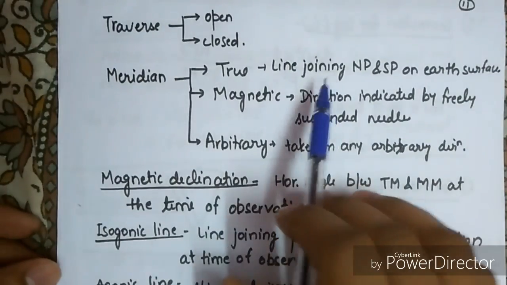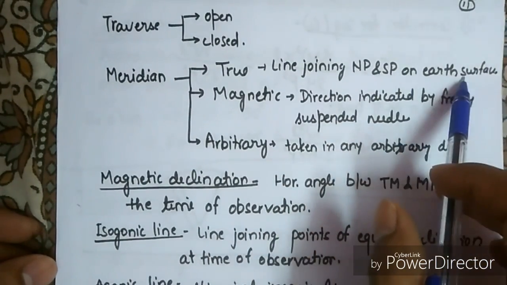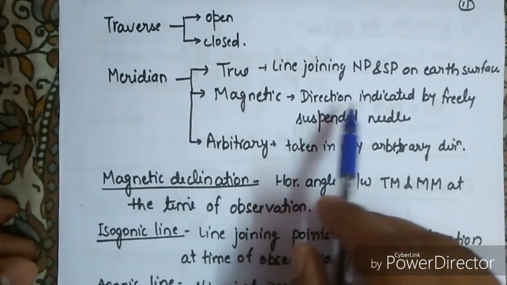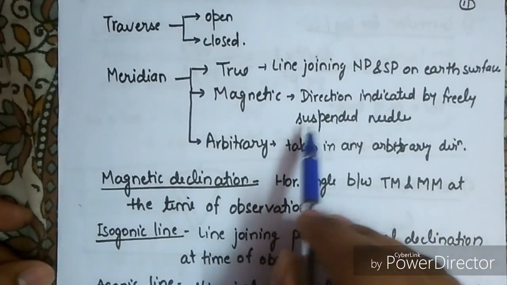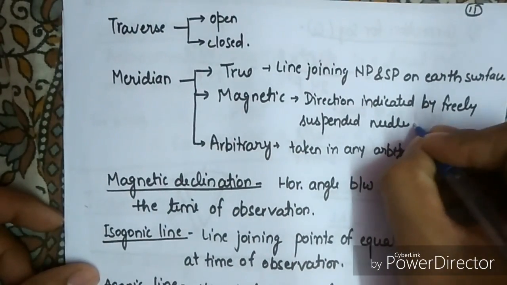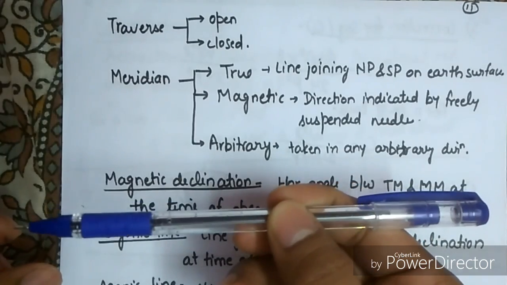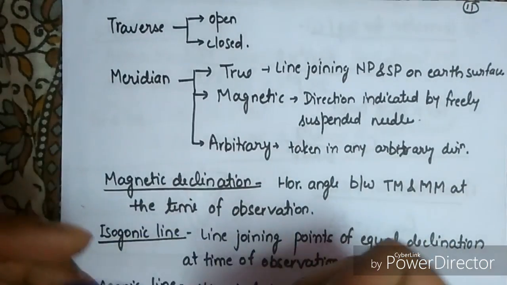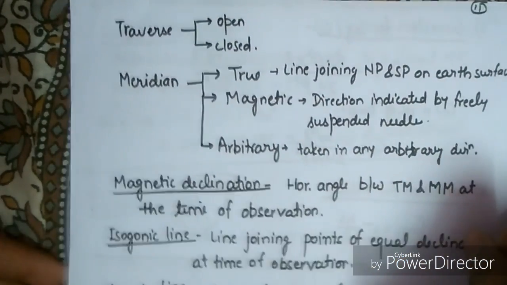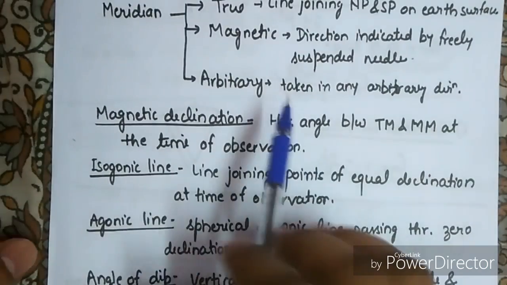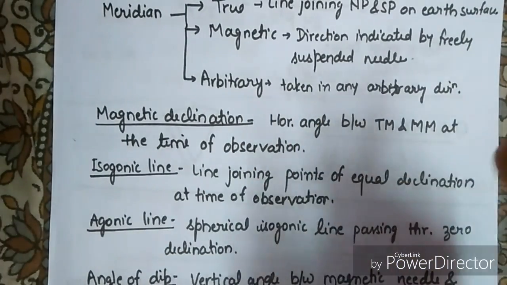True meridian is the line joining the North Pole and South Pole on Earth's surface, while magnetic meridian is the direction indicated by the freely suspended needle. We must be aware that the needle is suspended, and we take the magnetic meridian in the direction of the needle. And arbitrary meridian is taken in any arbitrary direction.